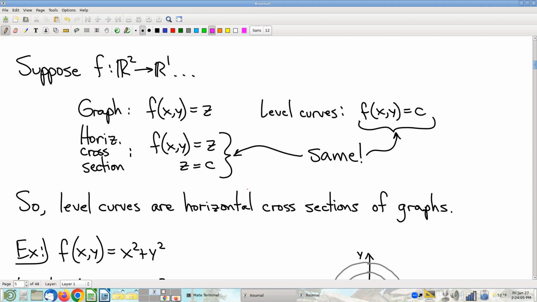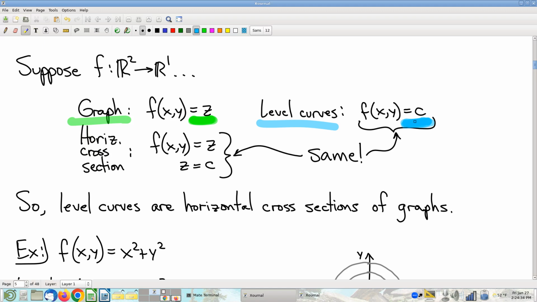So check it out. If you form the graph, keep in mind, that's what a graph is. Set the value of the function equal to a new variable. The graph of a function of two variables. Versus if you form a level set. Keep in mind, that means set the function equal to a constant. Level set of a function of two variables there. Different equations.